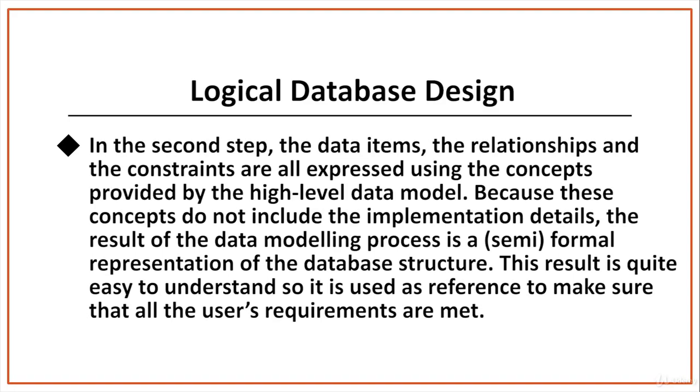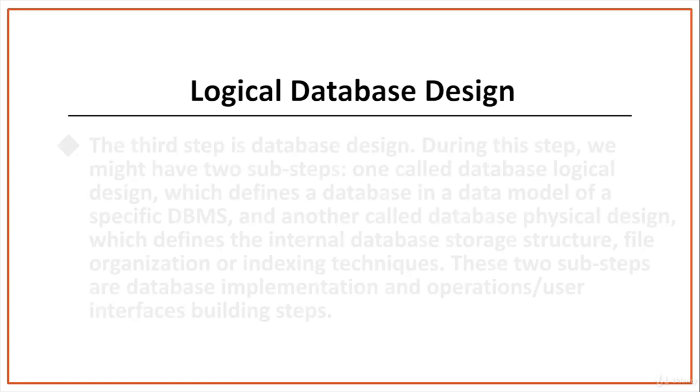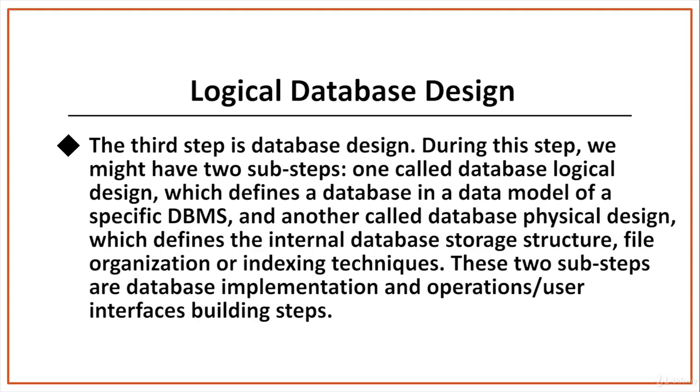In the second step, the data items, the relationships, and the constraints are all expressed using the concepts provided by the high-level data model. Because these concepts do not include the implementation details, the result of the data modeling process is a semi-formal representation of the database structure. This result is quite easy to understand, so it is used as a reference to make sure that all the user's requirements are met. The third step is database design.